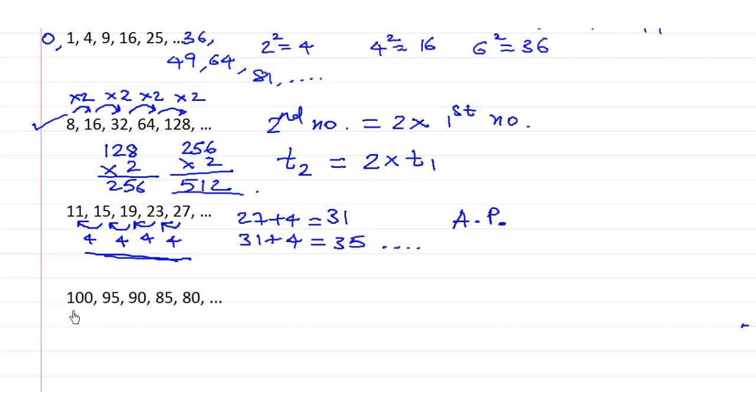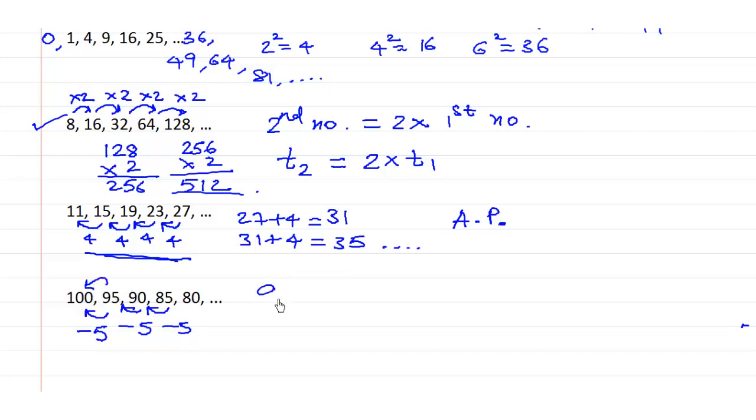Look at the next number: 100, 95, 90, 85, 80. So if you subtract 95 and 100, you get a negative 5. If you subtract 90 and 95, you again get a negative 5. 85 minus 90 is negative 5. Remember, we subtract the second number and then we take the first one.